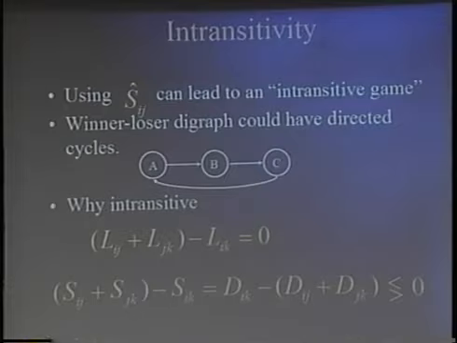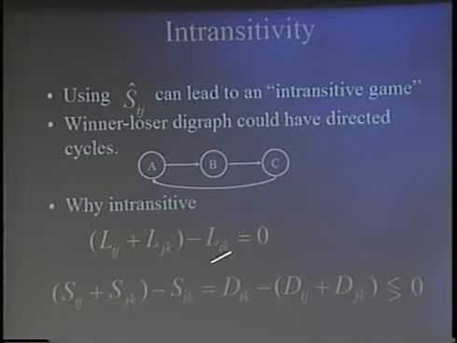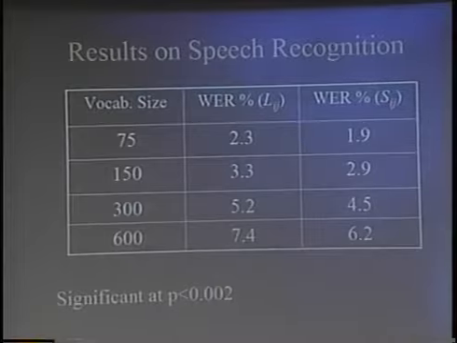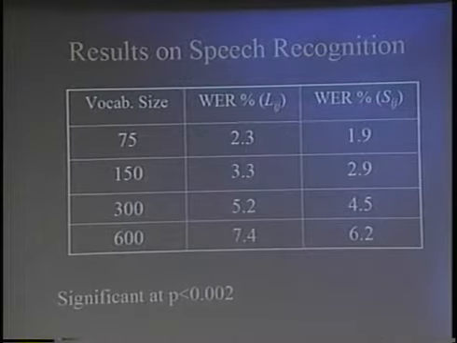I'm going to skip this slide. This tells you about why the result is not intransitive. In terms of correcting errors, we tried this on both speech recognition and on a machine learning data set. These are results on a standard speech recognition data set for various vocabulary sizes, and we found that the results for various vocabulary sizes get better, and are significant at a high degree.